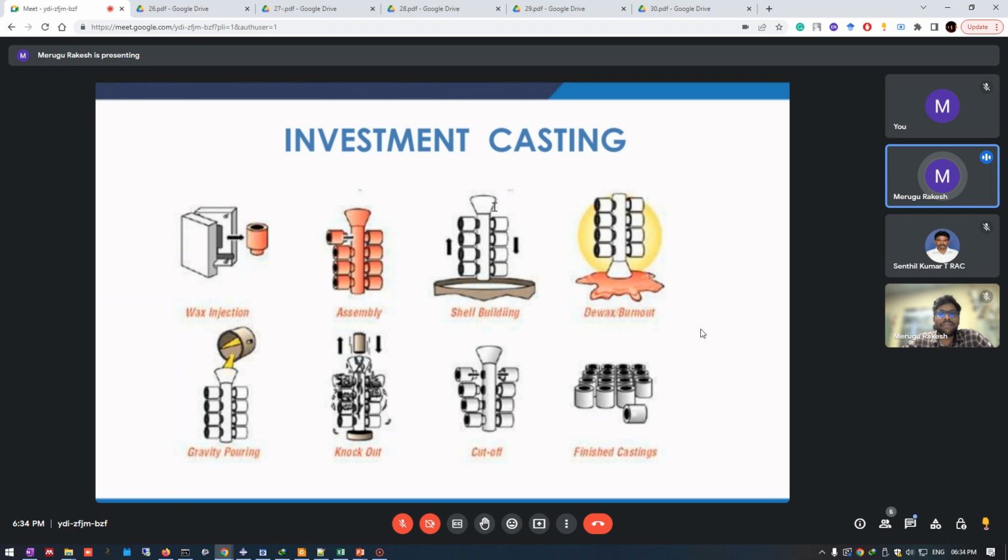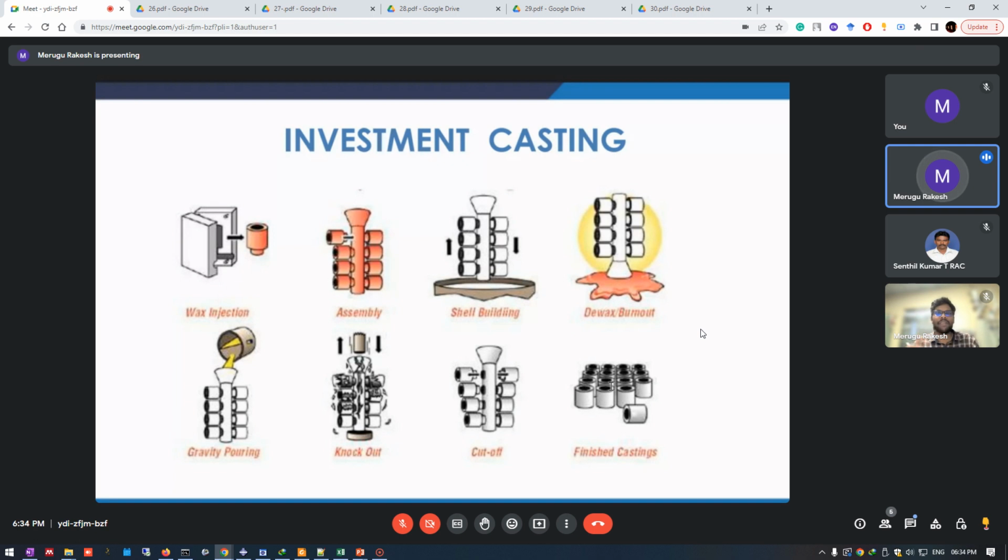Okay. Then we heat it in a furnace completely, so that the wax is completely removed. That is nothing but de-wax. Okay. Then using gravity we pour the molten metal inside. Then we break the mold at the knockoff. Then we cut out the component from the sprue. Then we finish the casting. So this is the investment casting.